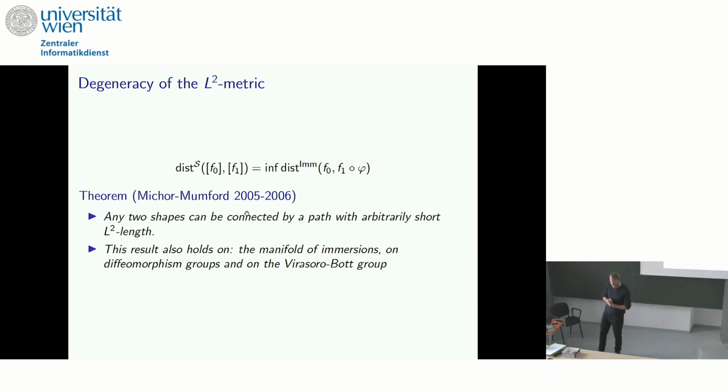This was, in my opinion, a very surprising discovery, because if you just look at the metric, that's not something that you would expect. It's a nicely well-defined inner product on each tangent space. This was first proven on the shape space directly and not on the space of immersions, but later it was also observed that it's actually true for parametrized surfaces. So the geodesic distance vanishes both on the top space and on the quotient space. It also holds on the full diffeomorphism group, and it holds also on the Virasoro-Bott group.